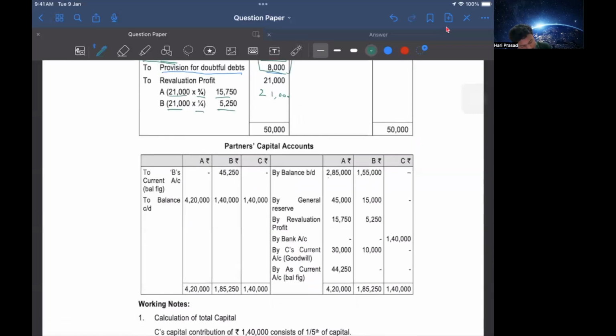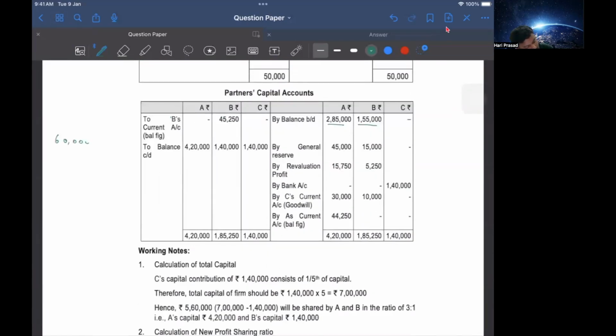The opening balance of A's capital is 2,85,000. B's capital is 1,55,000. Before admitting a new partner, all the reserves in the balance sheet should be transferred to the old partners in their profit sharing ratio.